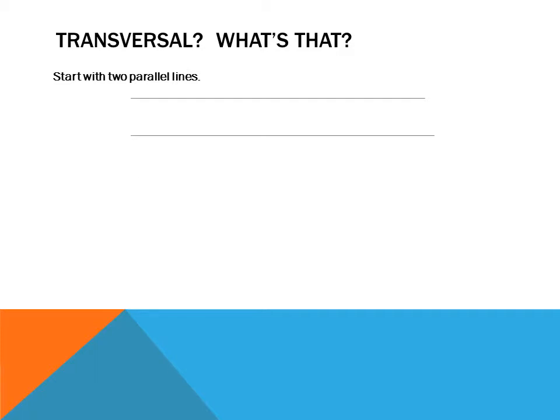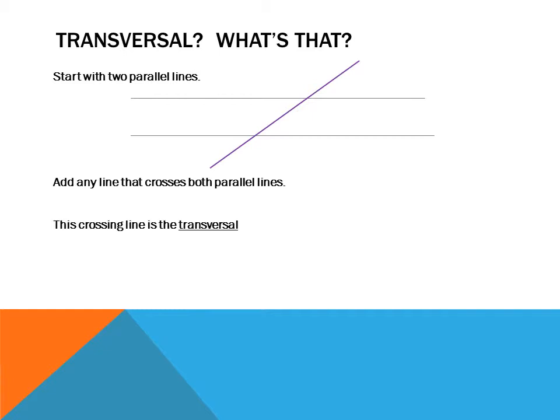Okay, like railroad tracks. We're going to add any line that's going to cross over these parallel lines. It doesn't matter what angle you go with at all, as long as it crosses over both of the parallel lines. Okay, so here's mine. Well, that line that you just drew across the two parallel lines, that's a transversal. That's all it is. So we're going to work with all of these angles here, and there's 8 angles that it makes up. And we're going to name them different things.